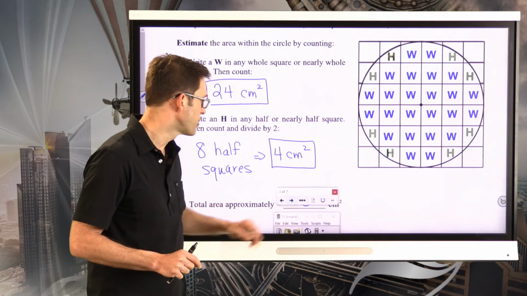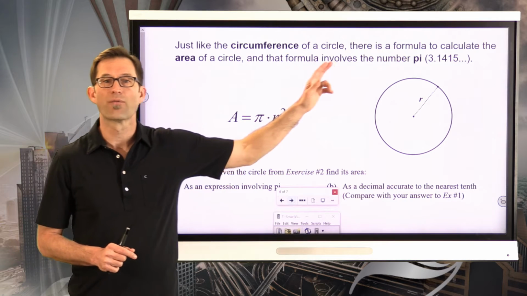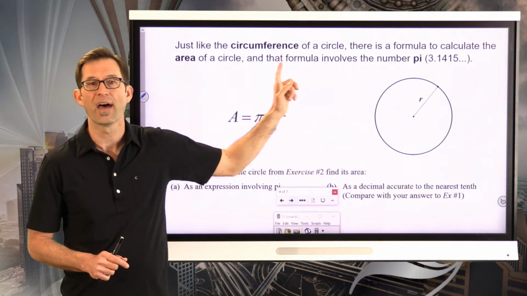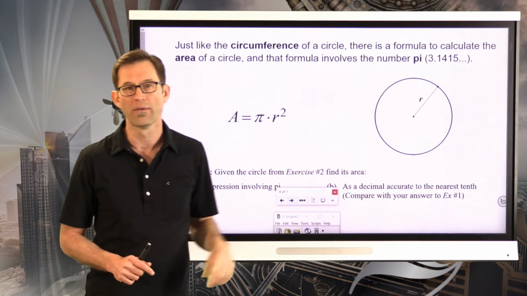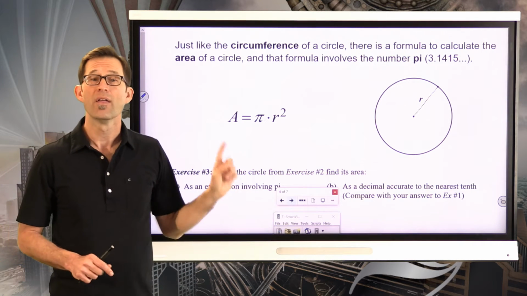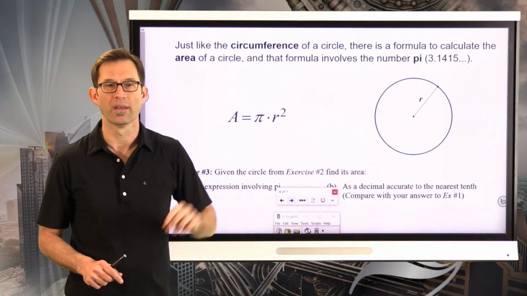Let's take a look at that formula. Just like the circumference of a circle, there's a formula to calculate the area of a circle, and that formula involves the number pi, that 3.1415 thing. And it's this simple: the area is pi times the square of the radius.